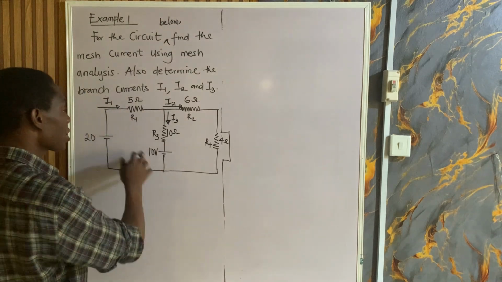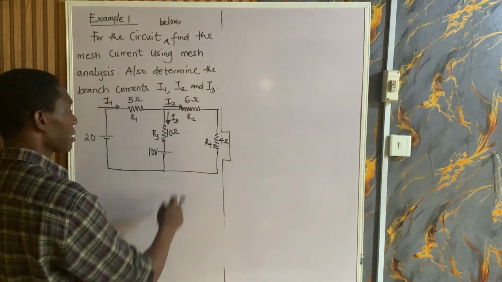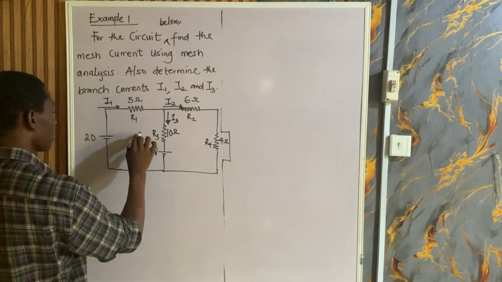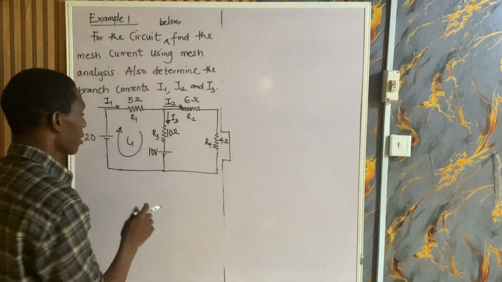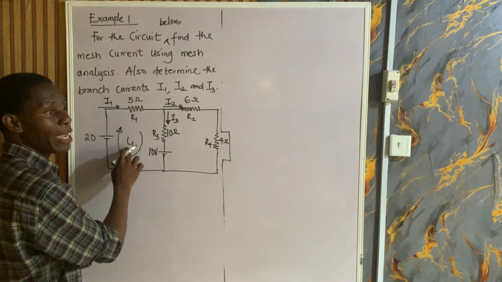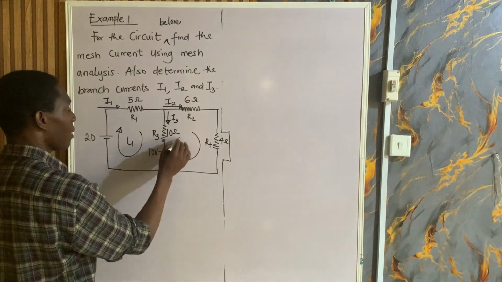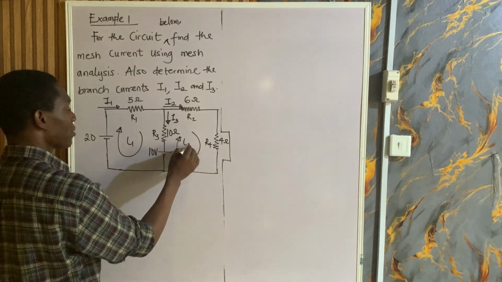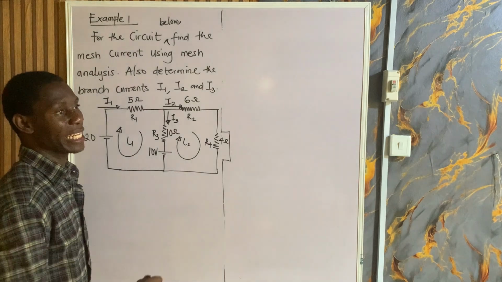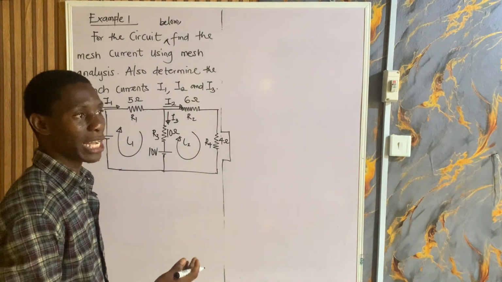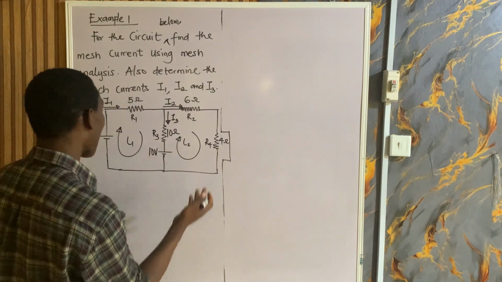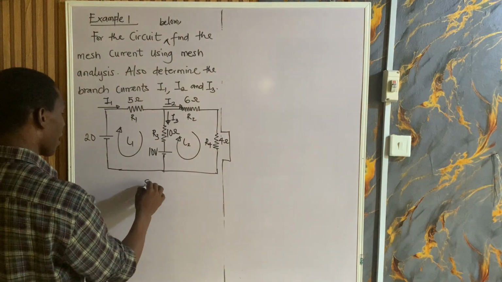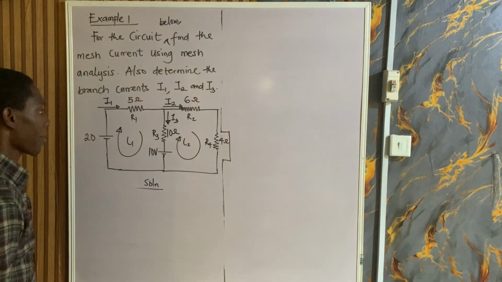Now we're not given our mesh currents here. No mesh current is here. So I'm going to assign them now. I've assigned the first mesh, calling this one mesh 1, and I gave it I1. I'm calling this one mesh 2, and I'm giving it I2. I can choose to assign in any way I like, because no direction was given to me. Now let's go ahead and solve this question.